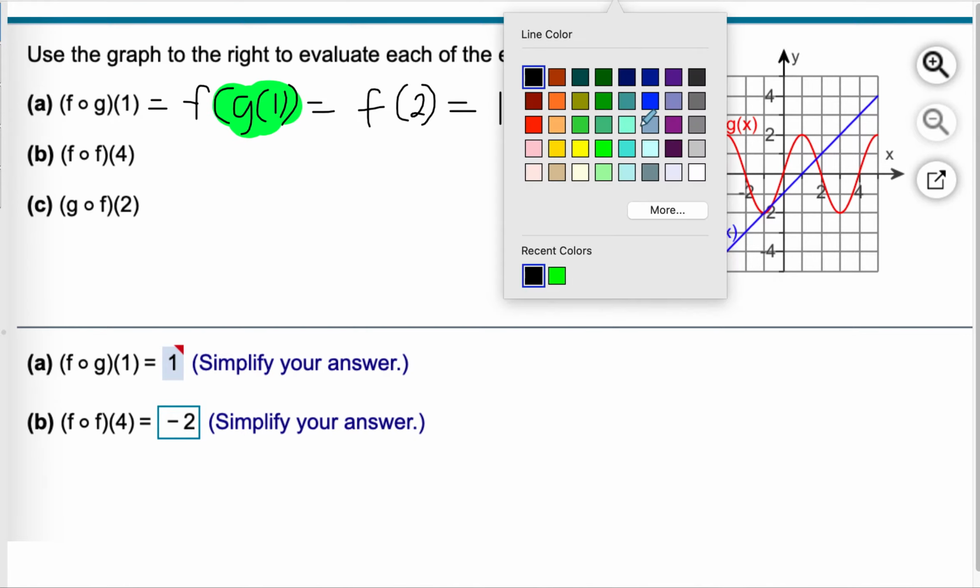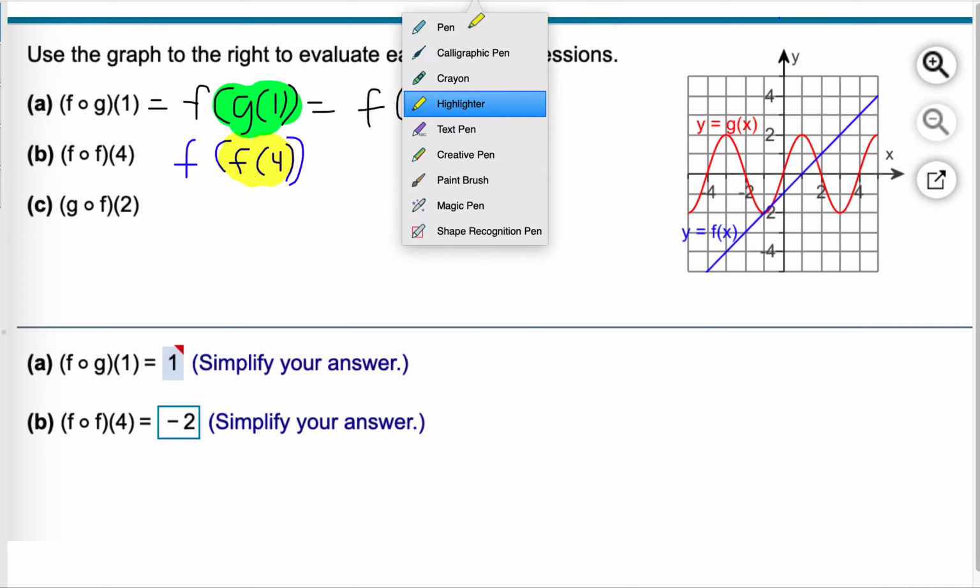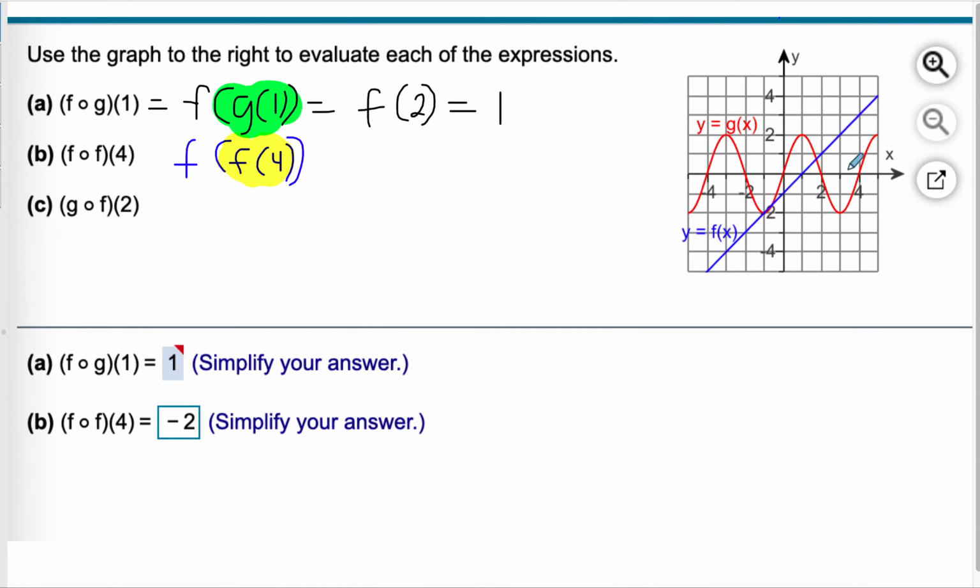All right, now let's try this again for part B. Now we're doing f of f of 4. So you know where we're starting. We're starting inside these parentheses, right there, f of 4. So we go to the x-axis where the 4 is, 1, 2, 3, 4, and we go to the blue graph, 1, 2, 3. So the value is 3. So now we're doing f of 3, because f of 4 is 3.